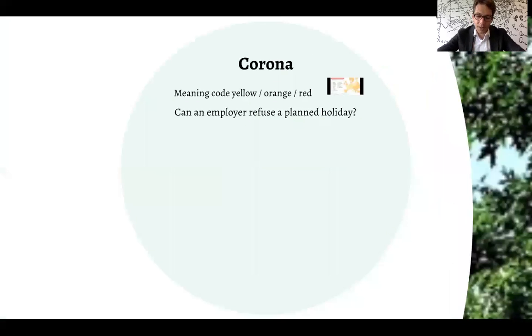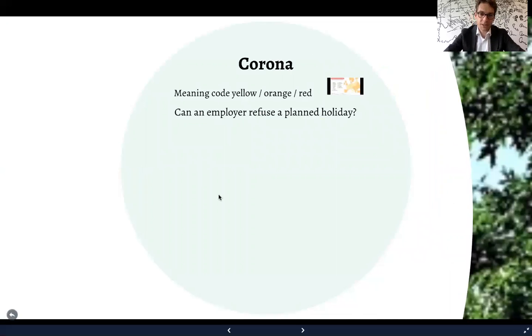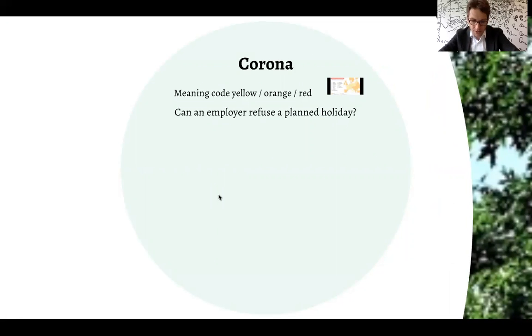Is then an employer allowed to refuse a scheduled holiday, taking into account these codes? There are 2 possibilities. Either the employee's holiday is fixed, was already fixed right before Corona, possibly, but the employer then needs the employee to carry out certain tasks. For example, many of the other staff are sick because of corona. I have to stay at home because of a cold.